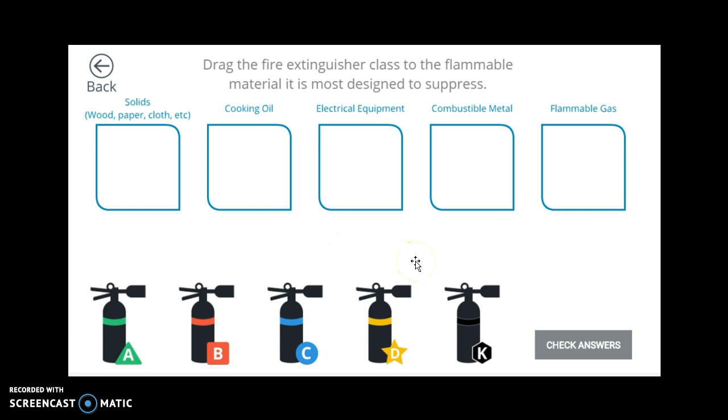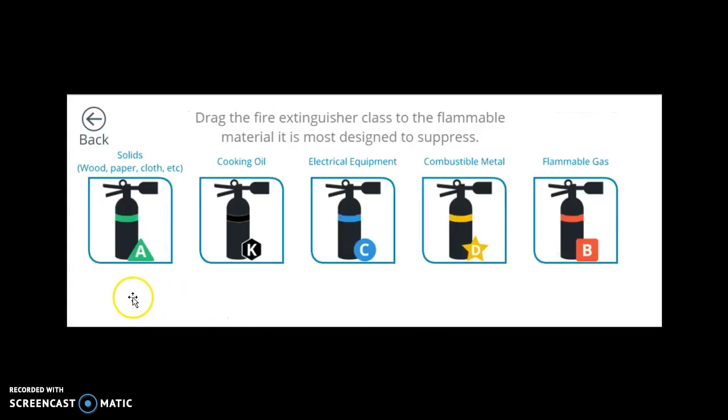Drag the fire extinguisher class to the flammable material it is most designed to suppress. So for solids, wood, paper, cloth, etc., we're going to use Class A fire extinguisher. For cooking oils, we're going to use K. For electrical equipment, Class C. Combustible metal, we're going to use D. And flammable gas, we're going to use B as in Bravo.